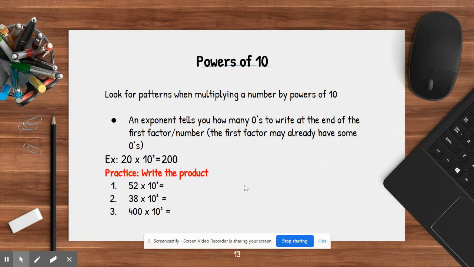We're going to multiply 52 times 1. That's 1. Write that down because that's going to be part of your answer. And then what is this exponent? This tells me how many zeros go in my answer.